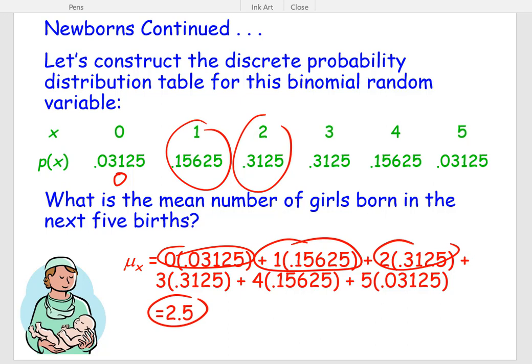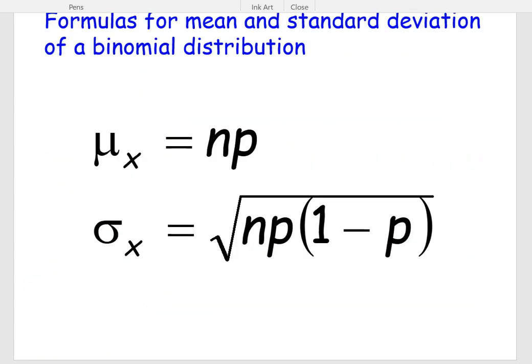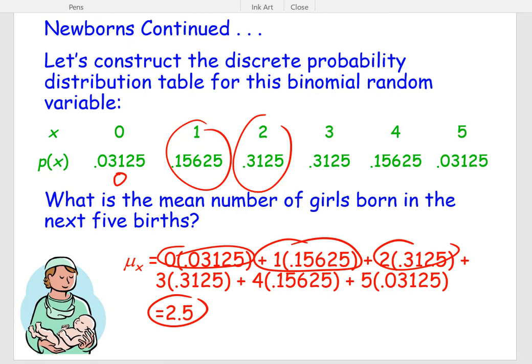Now there is a shortcut formula for this that we could have done using our parameters x, n, and p. We find that the expected value, or the mean, of a binomial distribution is just the number of trials times the probability of success. Looking back here, n was 5 trials times p of 0.5. That gave us 2.5.